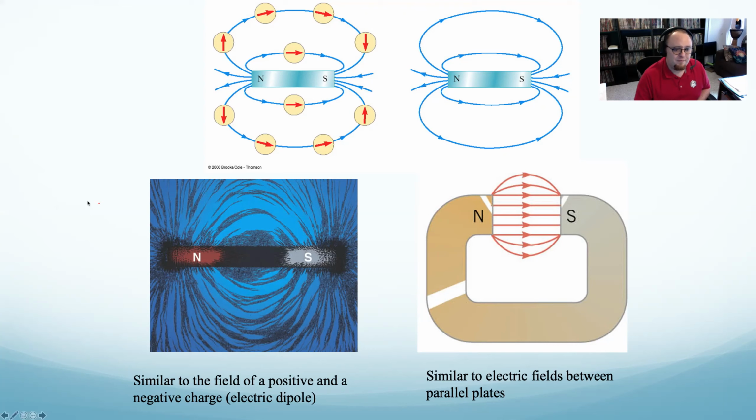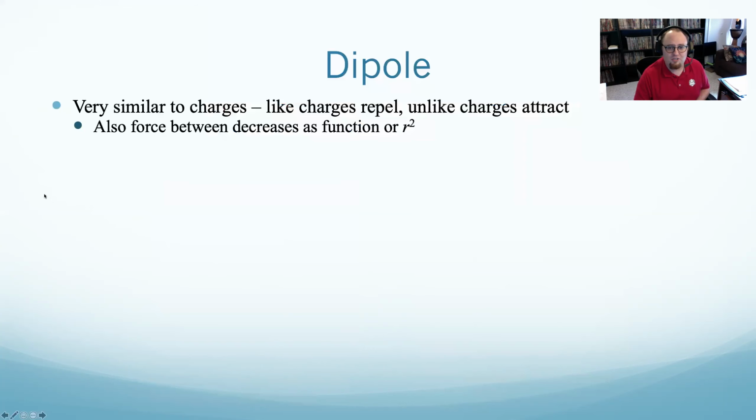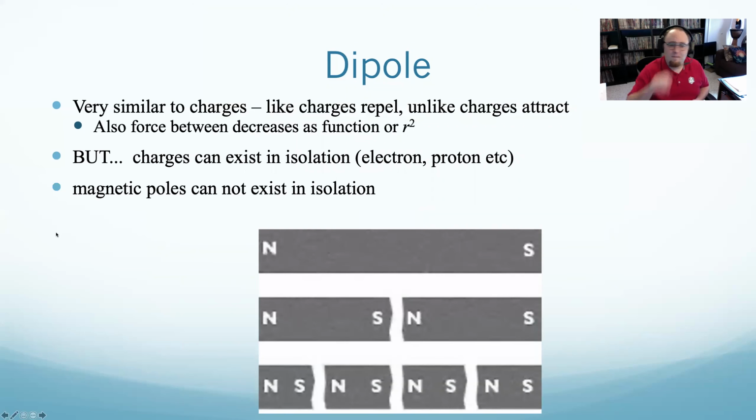Now, similar to charges, where like charges repel, unlike charges attract, these magnets work the same, as I already said. But here's the weird thing about magnets. Magnets are a permanent dipole. If you have a ball magnet, one side's north, one side's south. If you break it in half, you get a north and a south and a north and a south. You break that in half, you get 4 norths, 4 souths. A magnet can never exist with only one pole.